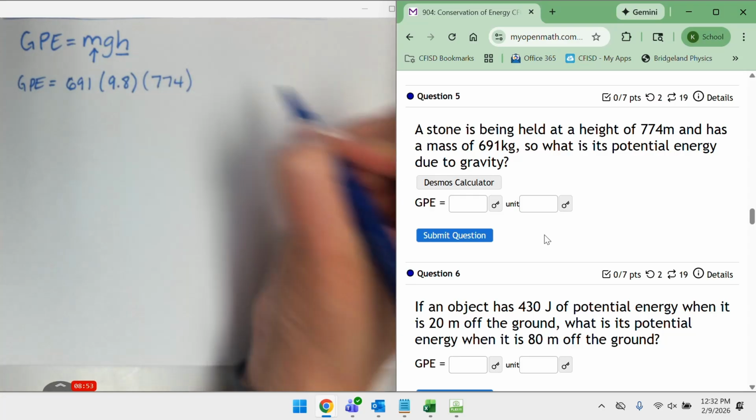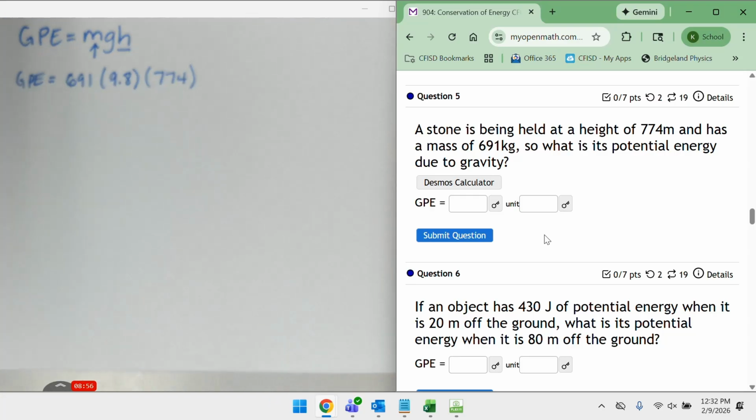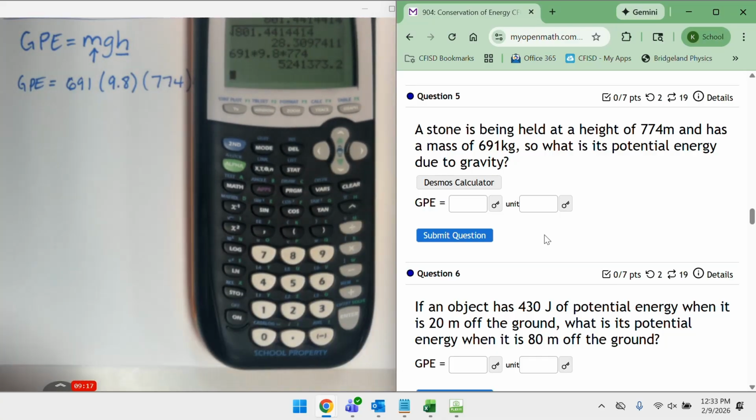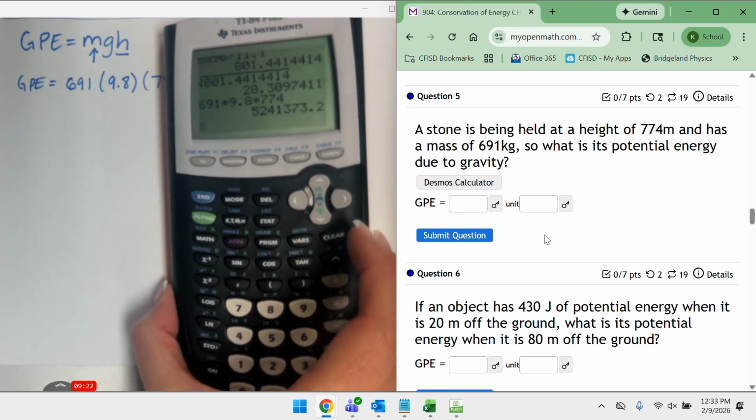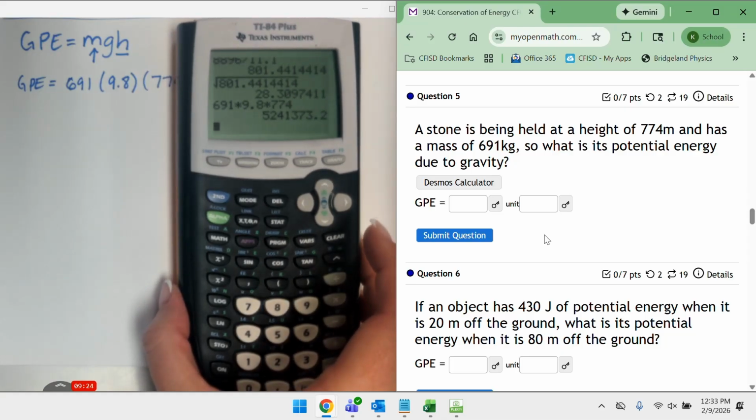Again, that's already in the appropriate unit. If you were given centimeters or some other unit, you would need to convert, but meters is our standard unit for distance. Kilograms is our standard unit for mass, so nothing else is required here. We just plug those numbers in, and now we have a multiplication problem. 691 times 9.8 times 774 is what goes into your calculator, and when it does, you're going to get this value. You do need to type this entire value in.